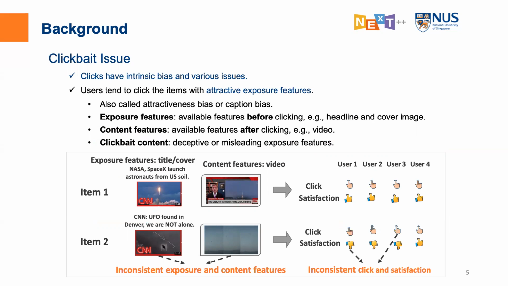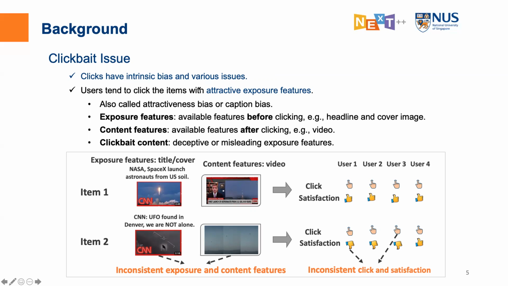For example, users tend to click items with attractive exposure features. Here we define the concept of exposure features: the features of items that are available before the clicking action. We define content features as item features available after the clicking action. The exposure features can be the title or cover image of a video. Users tend to click items with an attractive title or cover image, because we think they are interesting, so we just click. This is our habit, I think.